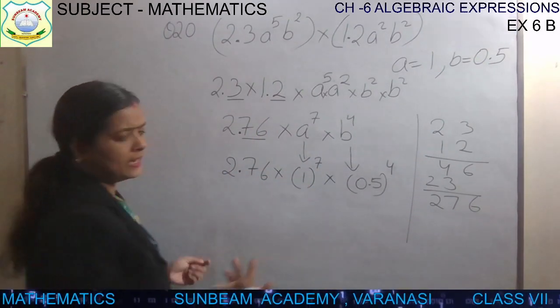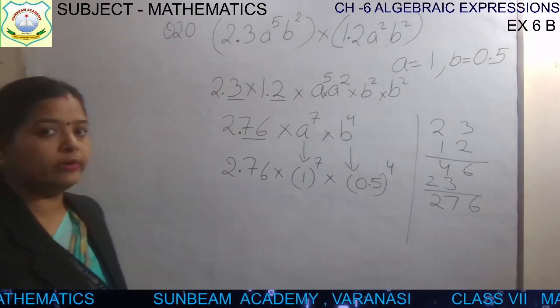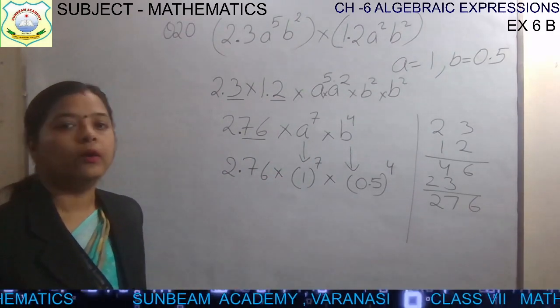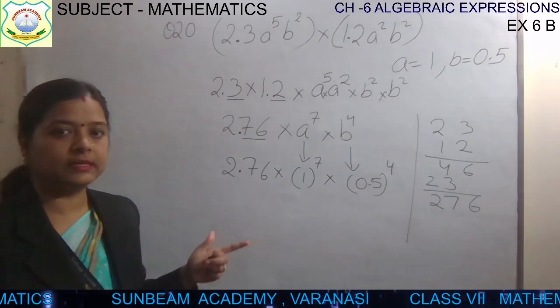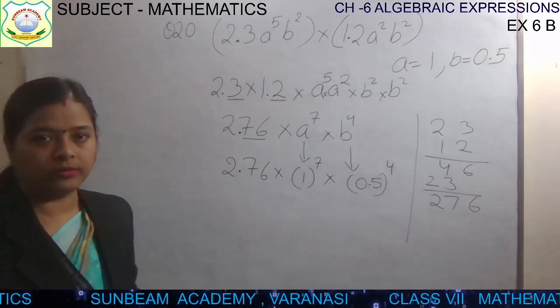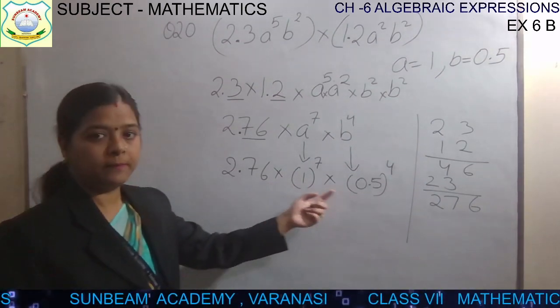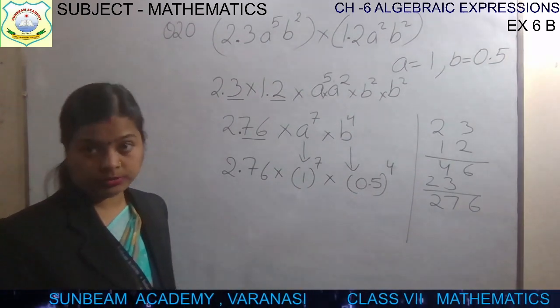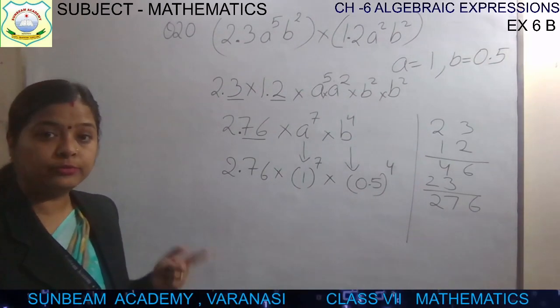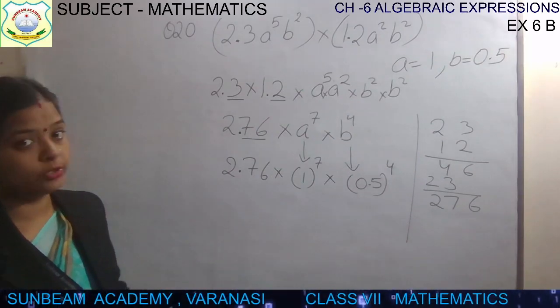1 to the power any number is 1 always. You know, when you will multiply 1 with itself, how many times you will multiply it doesn't matter. The answer will be 1 only. So it will give you 1. But what about 0.5 to the power 4? 0.5 to the power 4, when you will multiply, what you will get?